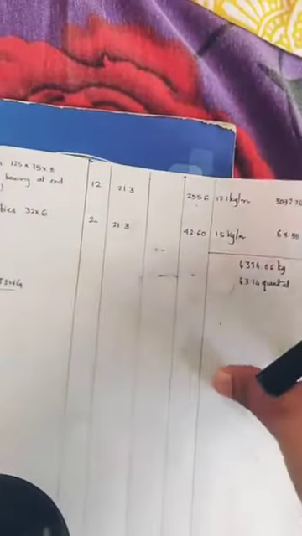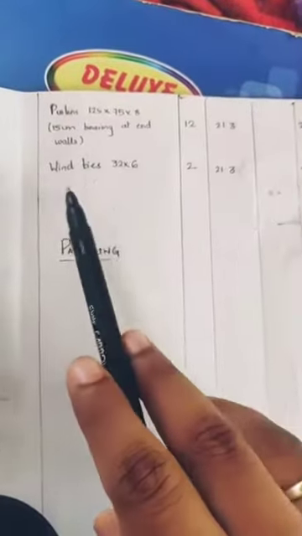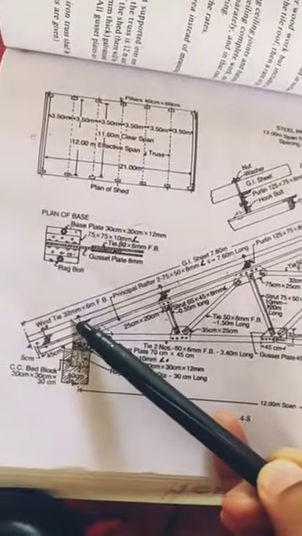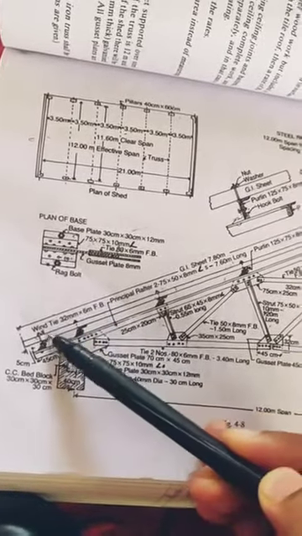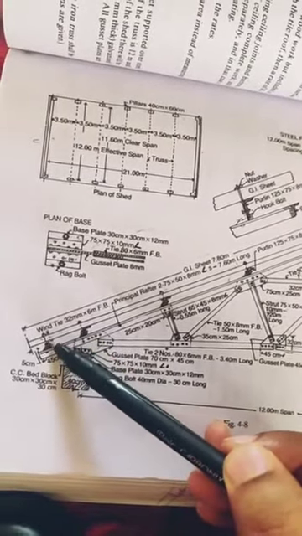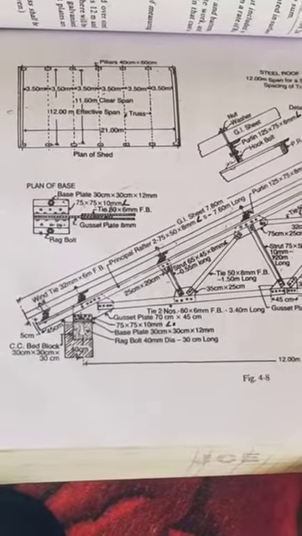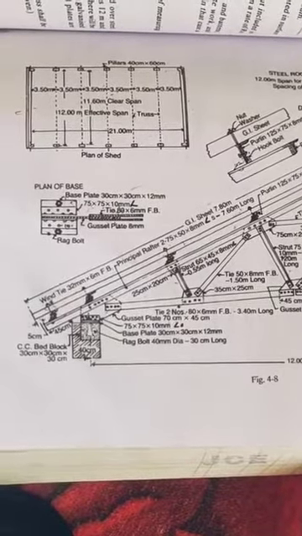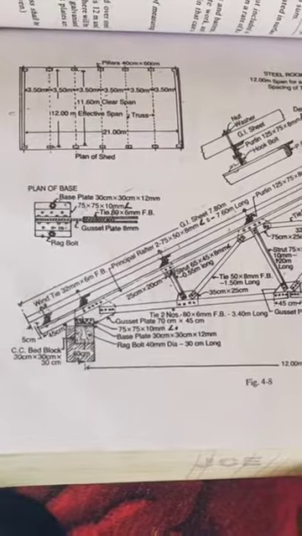Then coming to the wind ties. Next, coming to the wind ties. As you can see from the drawing, wind tie is given as 32 mm by 6 mm. This wind tie is provided so that the GI sheet should not get lifted up. It provides additional stiffness to the GI sheet so that the sheet doesn't get lifted up because of the wind pressure. So it is wind tie. The tie itself means it is a tension member.